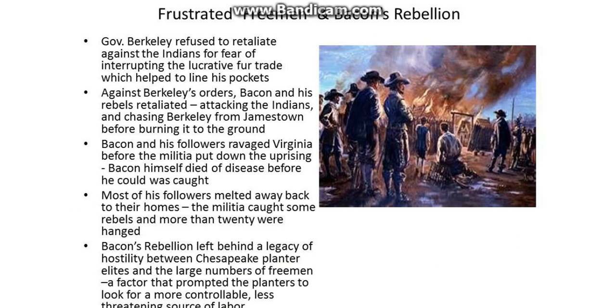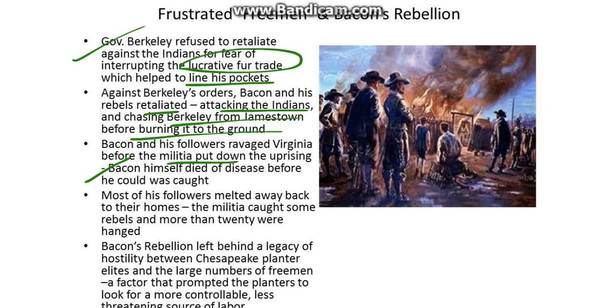Governor Berkeley refused to retaliate against the Native Americans for fear of interrupting the lucrative fur trade, which helped give him money and line his pockets. Against Berkeley's orders, Bacon and his rebels retaliated, attacking the Native Americans, chasing Berkeley from Jamestown, and burning Jamestown to the ground. Bacon and his followers ravaged Virginia before the militia put down the uprising. Bacon himself died of disease before he could be caught.